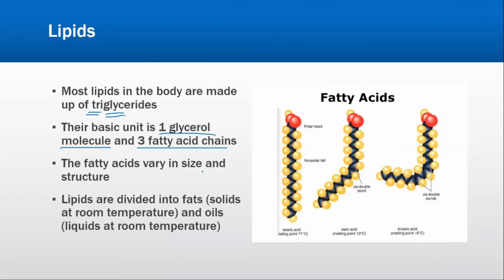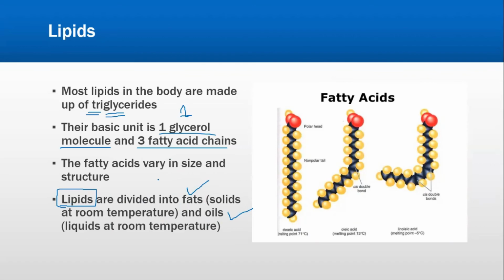ये जो triglyceride molecule की बात कर रहे हैं now, one triglyceride is made up of one glycerol and three fatty acid chains. The fatty acids vary in size and structure, and lipids are divided into fats which are solid at room temperature and oils which are liquid at room temperature. अगर जो lipid है, if the lipid is a solid, we call it fat. If the lipid is liquid, we call it oil. तो इसके दो ही फॉर्म्स हो गए. अगर वो सॉलिड्स है, वी डिक्लेयर देम एज फैट्स. इफ दे आर इन द फॉर्म ऑफ लिक्विड्स, तो हम उसको कह देते हैं ऑयल्स हैं.